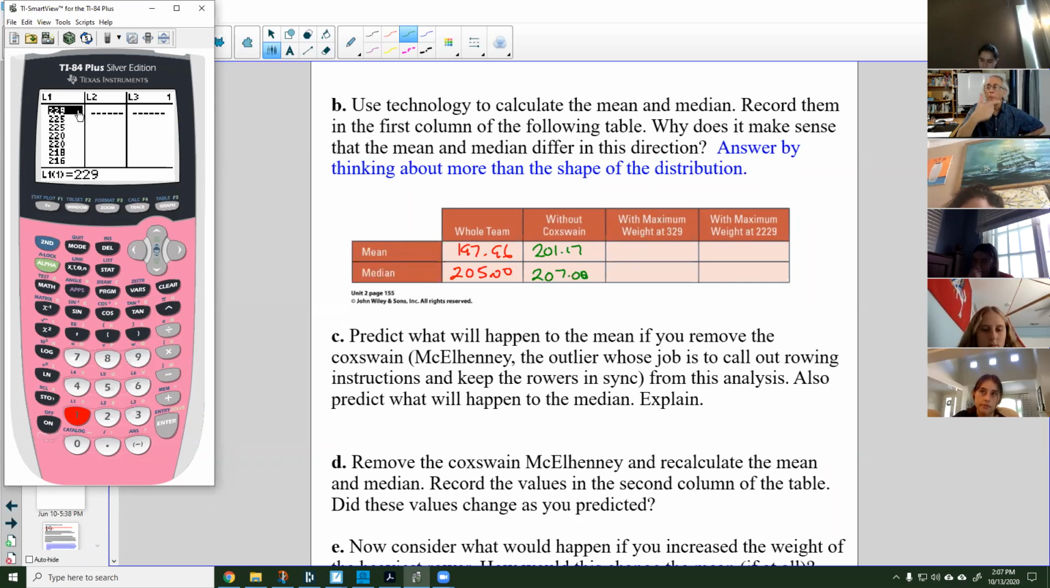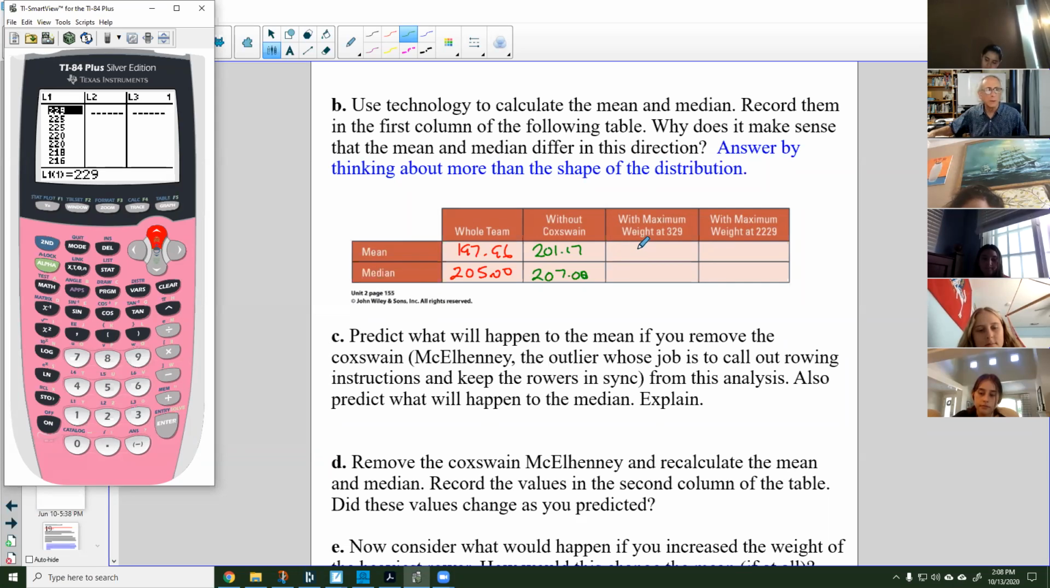So if I actually went to the bottom of the list, which I can do by going up and then it goes around, I'm going to go up to L1 and then one more up. I can see the bottom of my list is 121, which is the coxswain. That's the lightest guy. But I want to go back to the top here, and it's asking what happens if the maximum weight, instead of being 229, was 329. Other than the fact that they would lose the race because they got an extra 100 pounds to row, right? What happens to the mean?